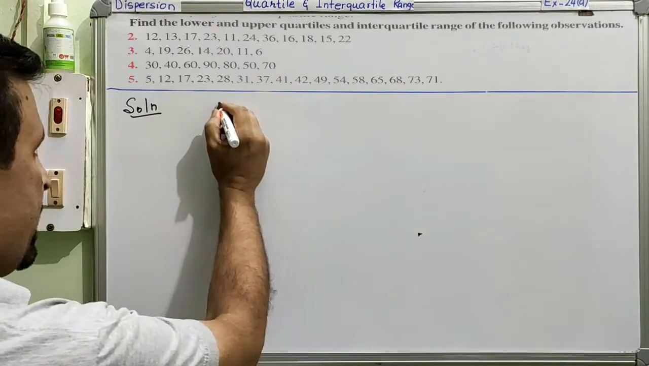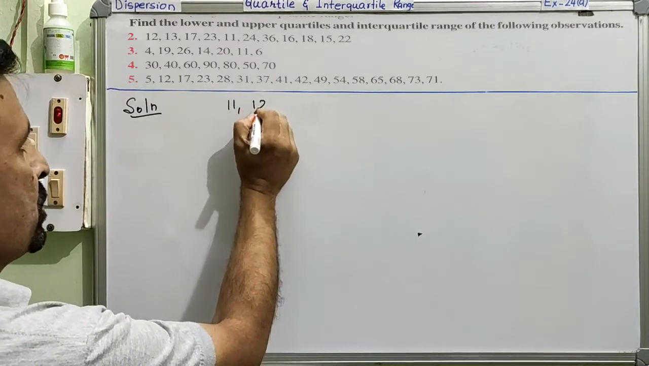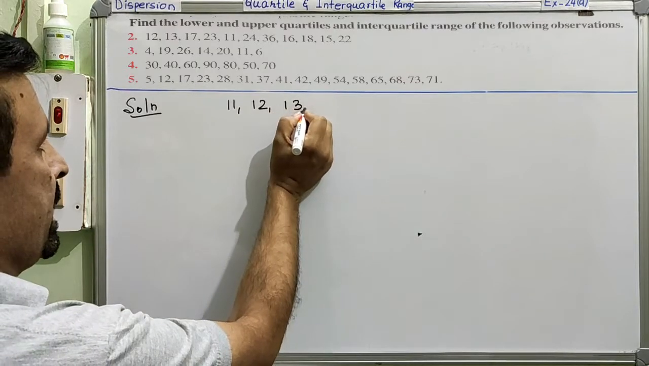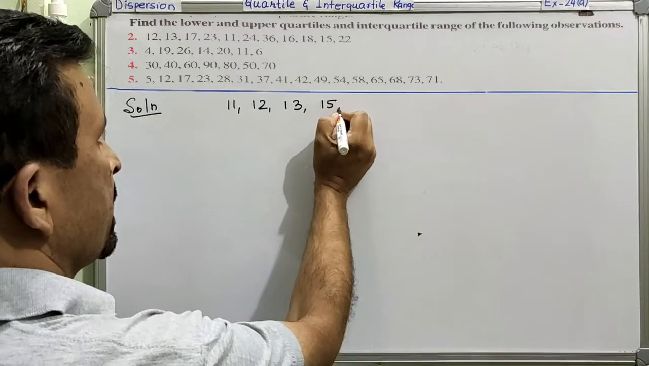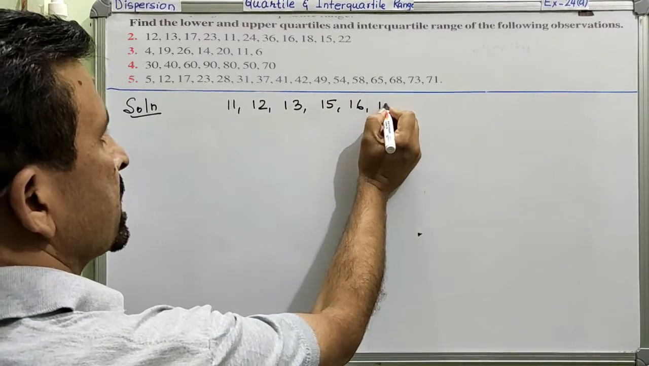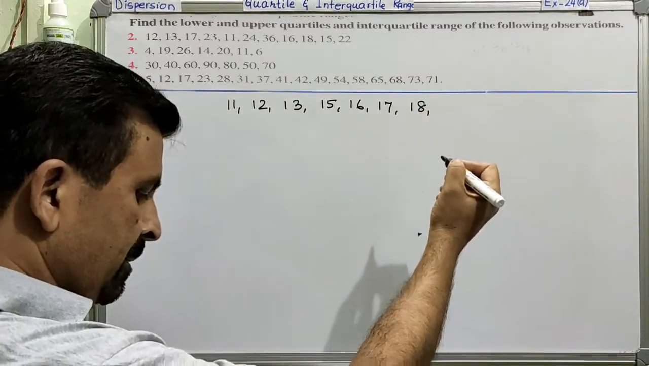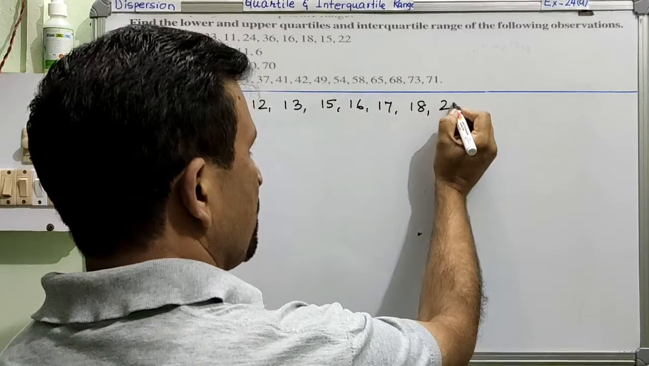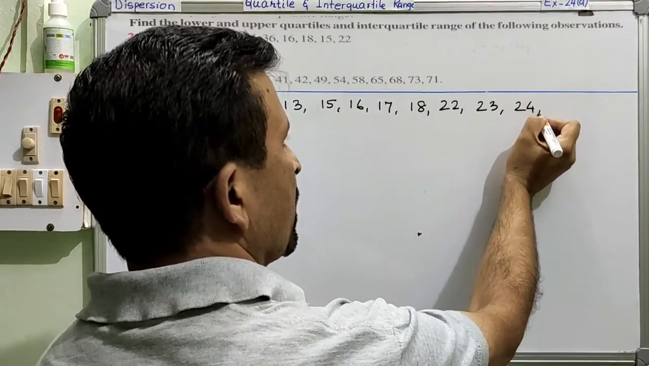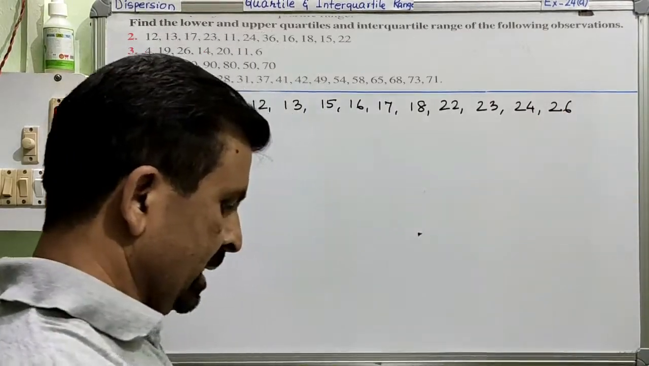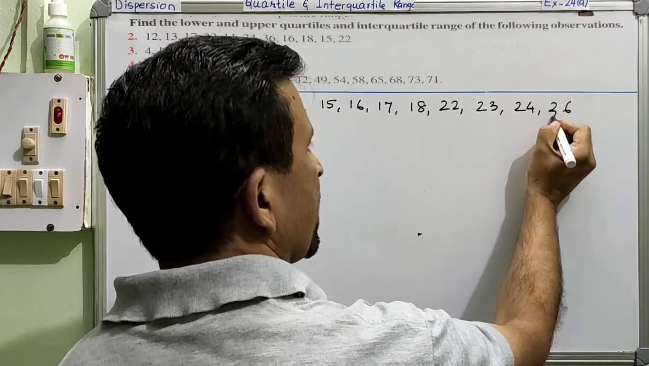Arranging the data in ascending order, I am writing this as 11, 12, 13, then 15, 16, 17, 18, 22, 23, 24, and the last data is 36. The last data is 36, right?